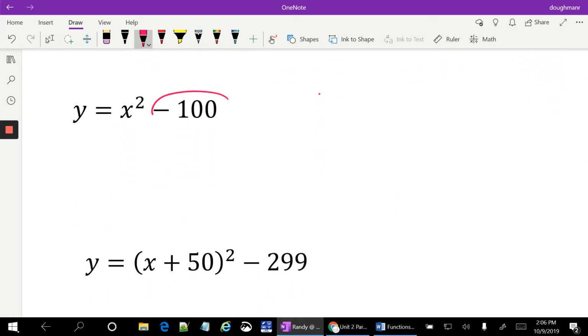X squared minus 100, once again, we're subtracting from the output. So that's a vertical movement, so vertical slide. And since we're subtracting, we're moving it down 100 units.